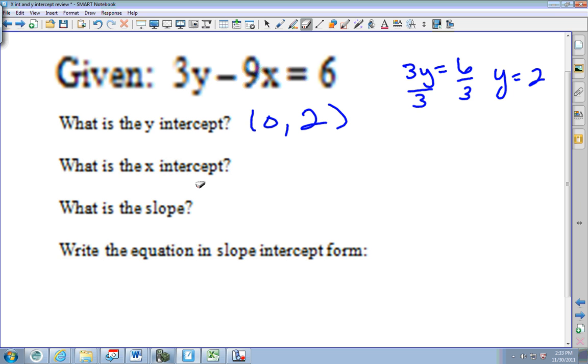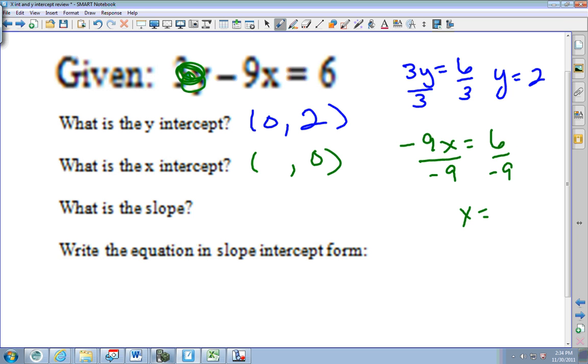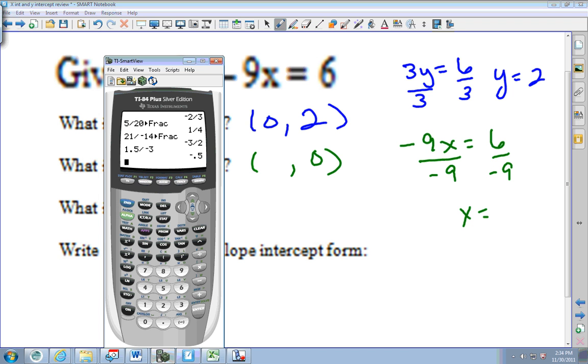Next, my x-intercept. Remember, my x-intercept, my y number is 0, so I cover up my y's. I get negative 9x equals 6. Ooh, that's not a very friendly one either, but that's okay. Just because it's a decimal doesn't mean it's bad. I divide by negative 9. If you would put that in your calculator, press math, enter, enter. Actually, let's just make the decimal. Let's see what it says.